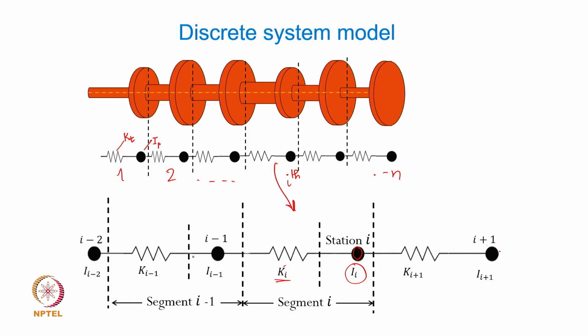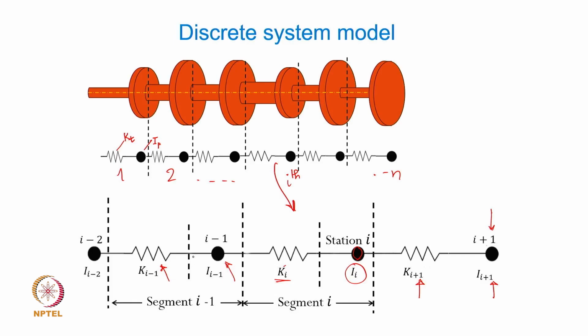The next subsequent segment will have its own station, and this will be i plus 1. The stiffness of this spring will be Ki plus 1. This will be the inertia element Ii plus 1, whereas this one will of course be i minus 1 and Ki minus 1 and so on. So on both sides you have interconnected elements.